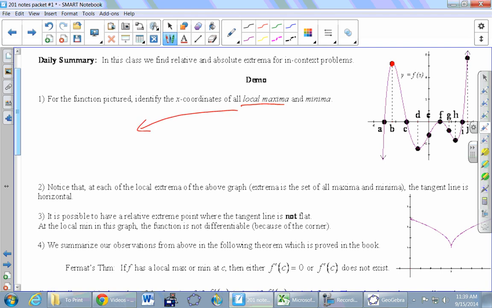So we're going to get the coordinates here. X equals, I'm calling it B. There's no numbers in this problem, it's just letters. So X equals B is where we have a local maximum. Notice we're not saying anything about the Y, it's just the X coordinates we're giving.